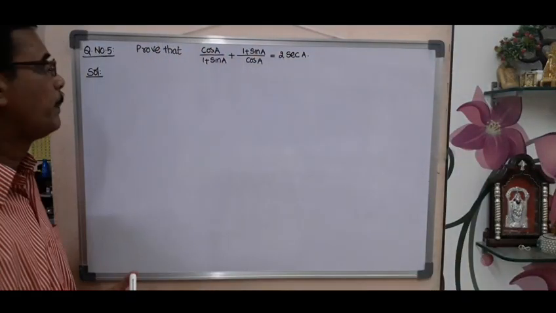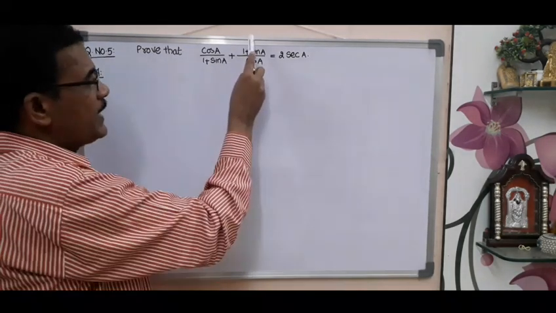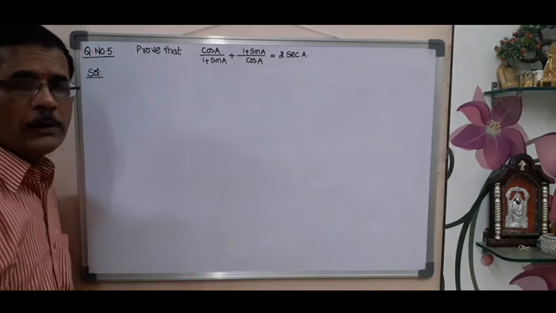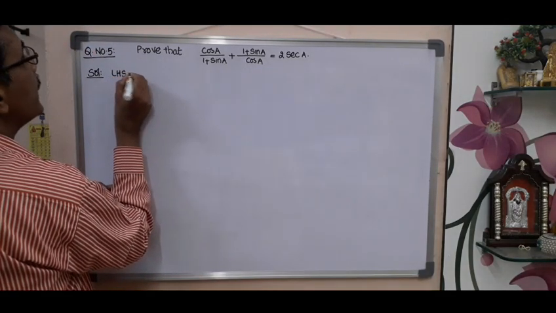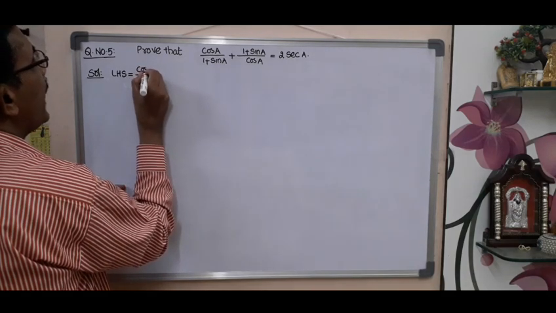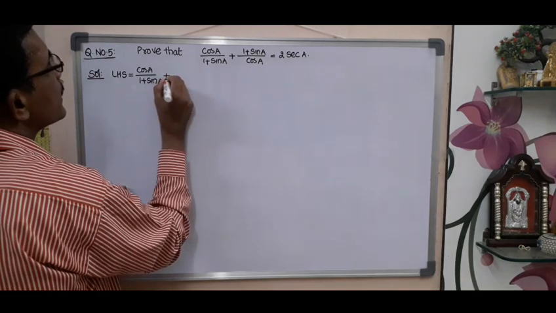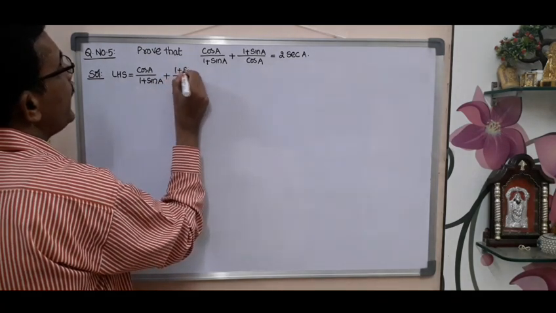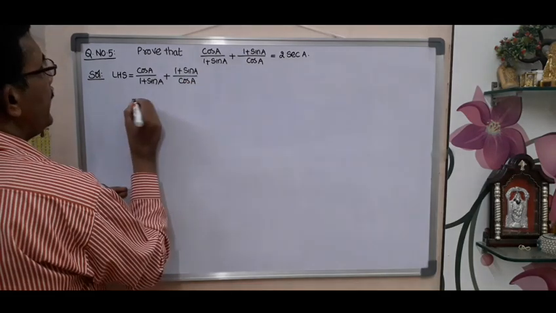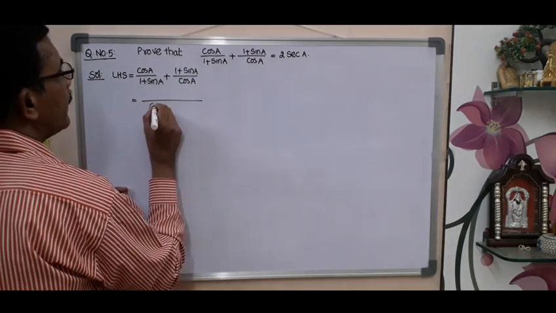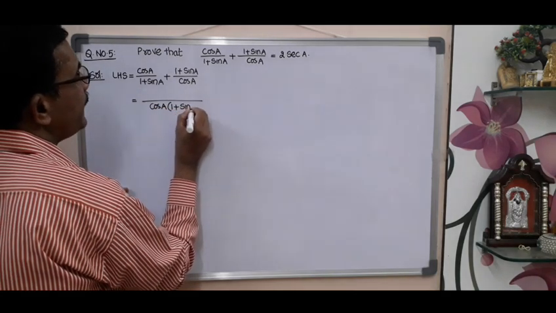Question number 5. Prove that cos A by 1 plus sin A plus 1 plus sin A by cos A is equal to 2 secant A. Taking LHS, that is cos A by 1 plus sin A plus 1 plus sin A by cos A. Taking LCM and simplifying. LCM is cos A into 1 plus sin A.